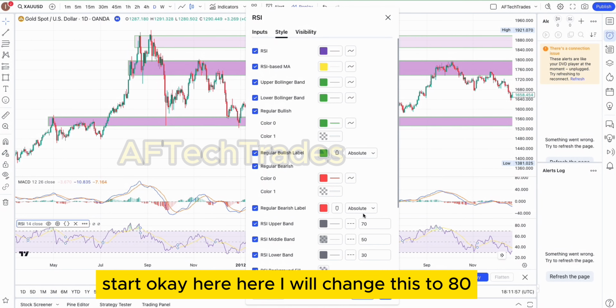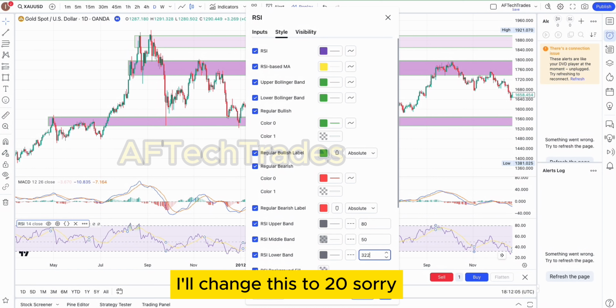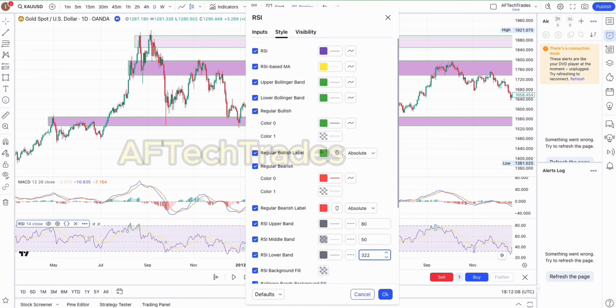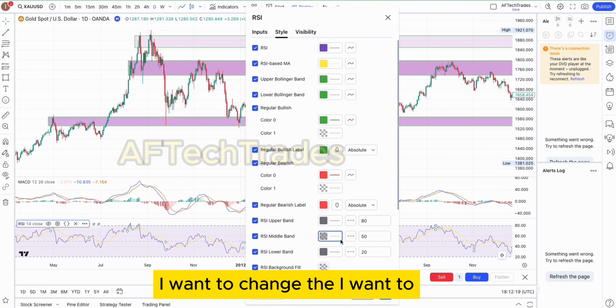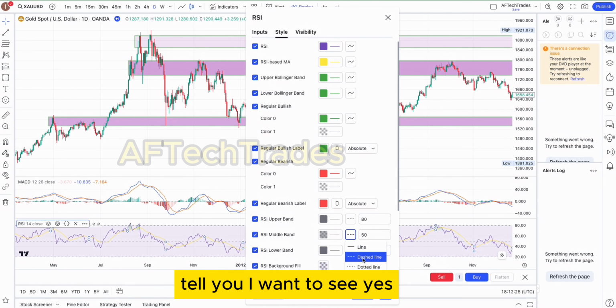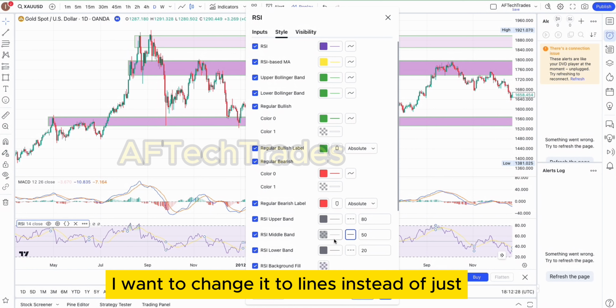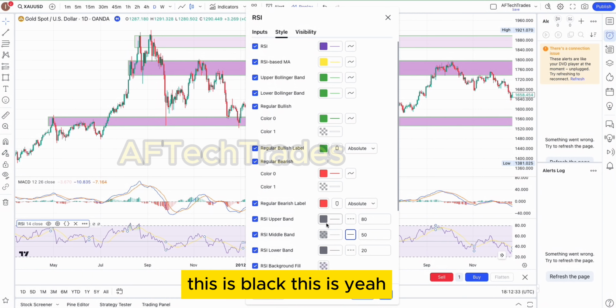Style. Okay, here I will change this to 80. I'll change this to 20. Sorry, I'll change this to 20. Then the midline, which is 50, this is the midline. I want to change it to lines instead of just dotted lines. So I'll leave these ones as dotted lines. This is black, this is okay.